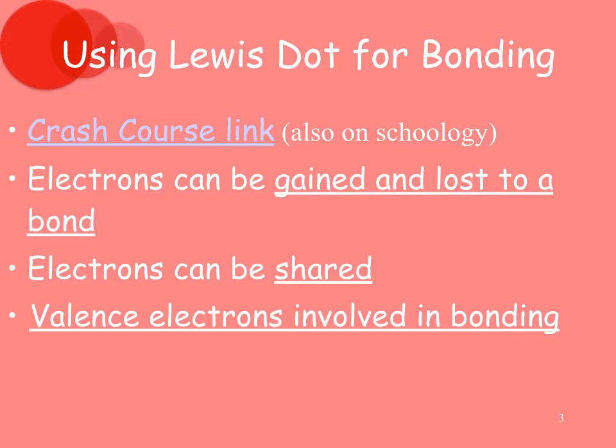Electrons can be gained and lost in a bond. We talked about that a little bit. We showed anions and cations. Electrons can also be shared. Keep in mind, during all bonding, we are talking about valence electrons being involved in the bonding process. So we gain or lose electrons, we can share electrons, and the electrons we're talking about are valence electrons.